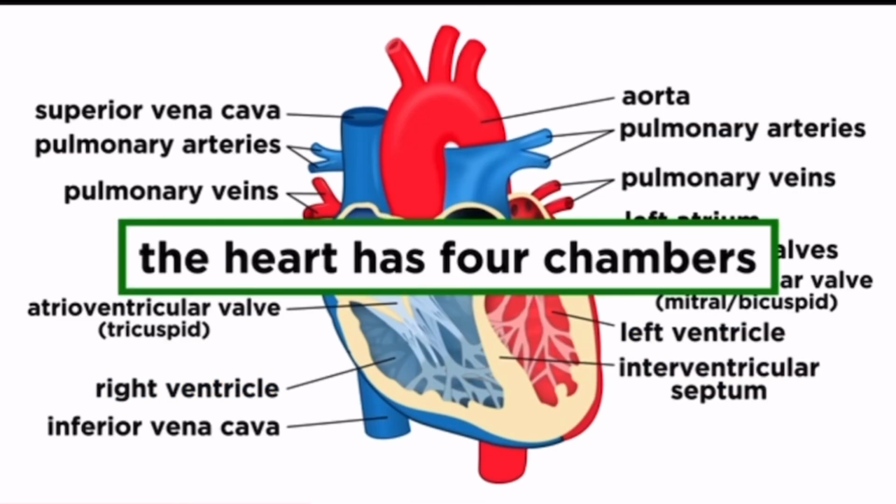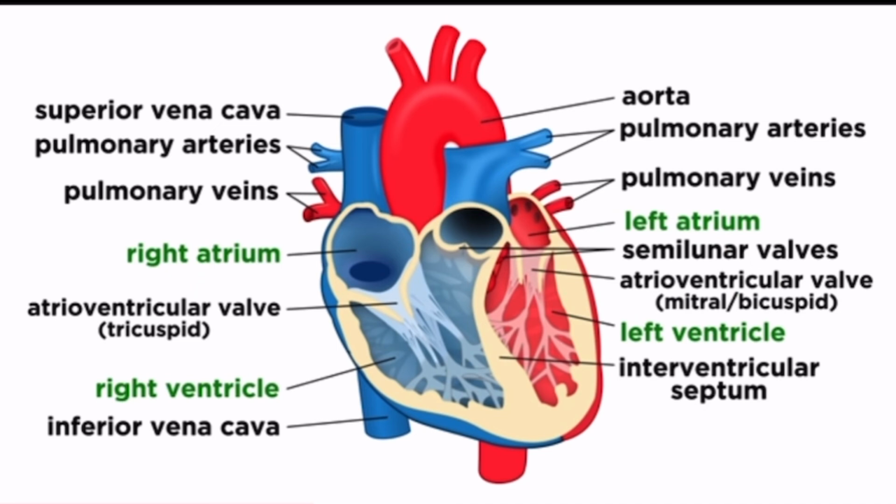Speaking of chambers, the heart has 4 of them. These are the 2 atria and the 2 ventricles we talked about. The atria are separated by the interatrial septum, and the ventricles are separated by the interventricular septum. The atria are the receiving chambers where blood arrives, which is then pushed down into the ventricles.